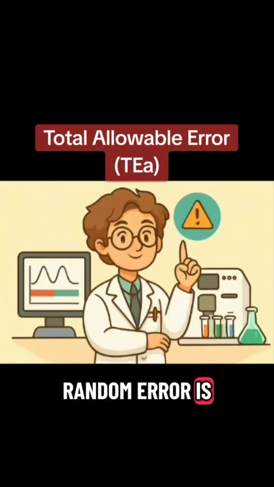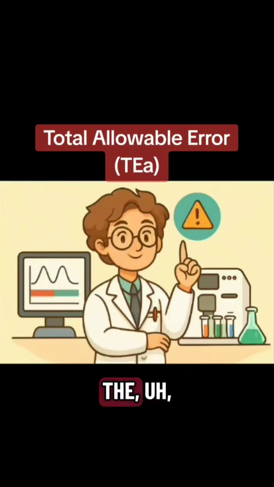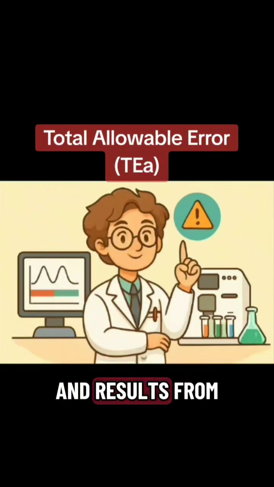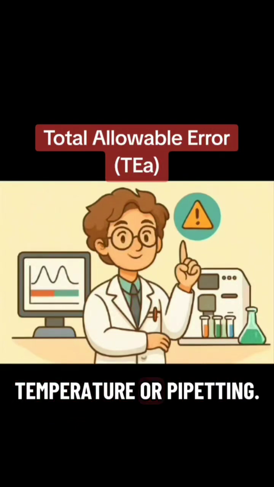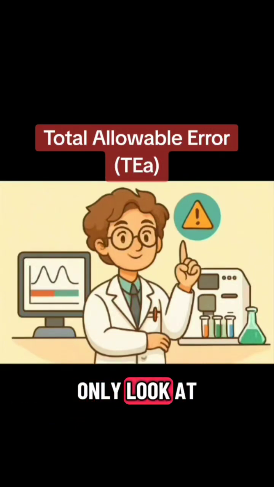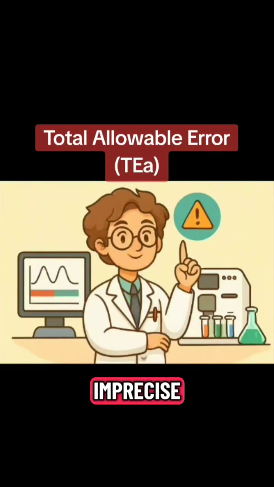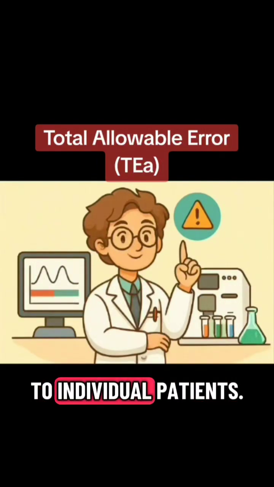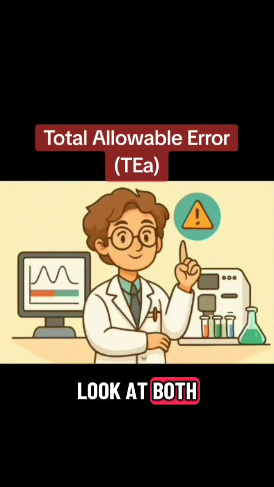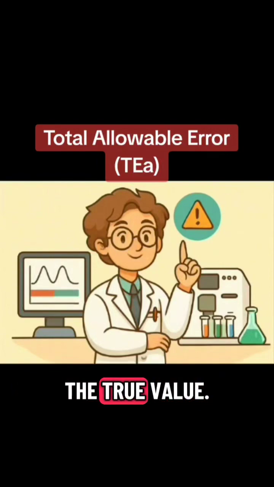The random error is the imprecision, the inevitable scatter you see in results from all sorts of tiny variations, like temperature or pipetting. Exactly. And if you only look at bias, you might approve a method that's correct on average, but it's so imprecise that it gives dangerously wrong results to individual patients. T demands you look at both the bias and the SD. That makes perfect sense. So T is like creating a safety perimeter around the true value.